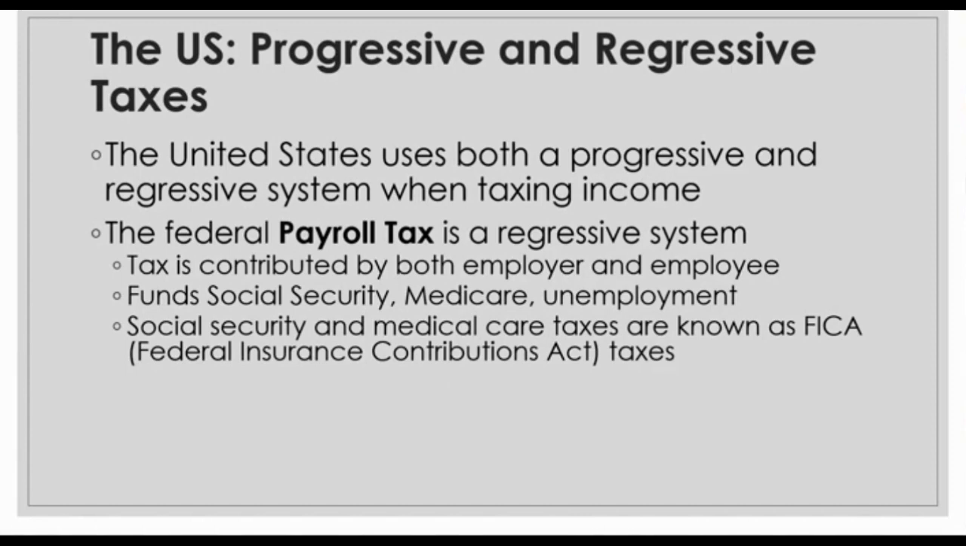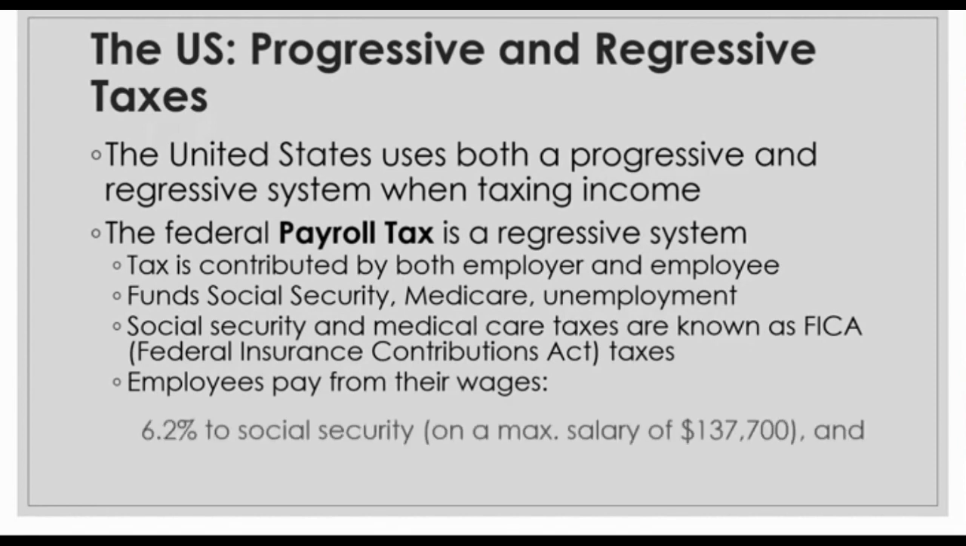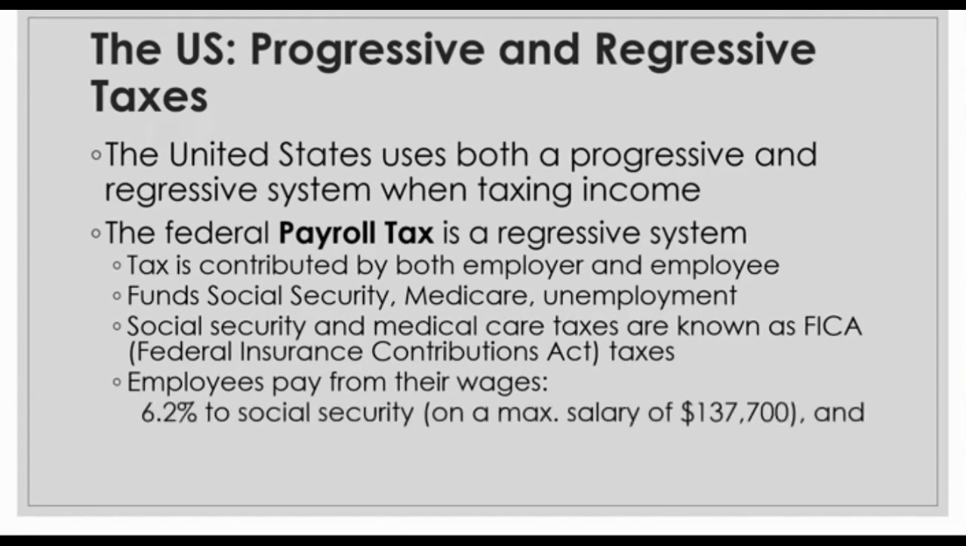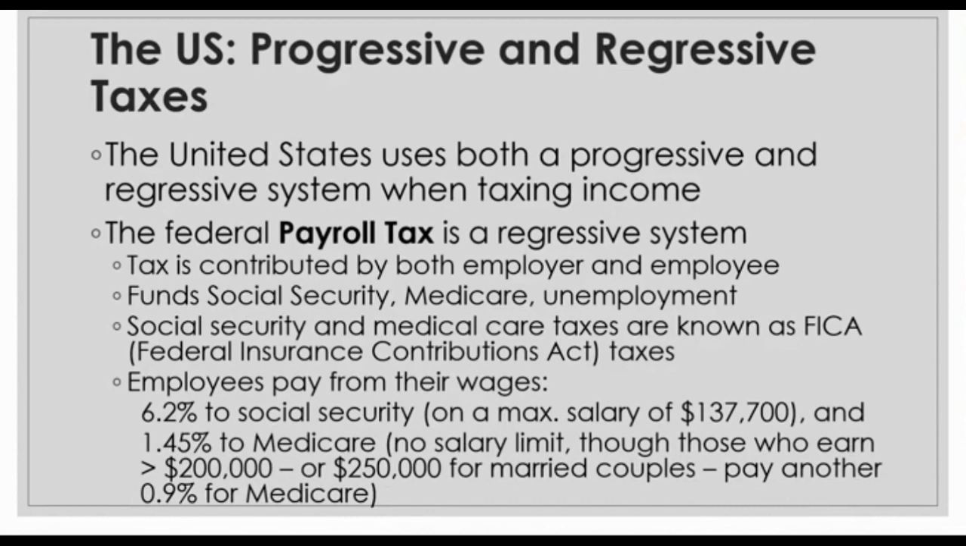The reason it's called a payroll tax is because both the employee and the employer pay into it. If you remember from last week, 6.2% comes out of your paycheck to go towards Social Security, up to a maximum salary of $137,700. Beyond that, those dollars aren't taxed for Social Security benefits. For Medicare, 1.45% goes toward covering Medicare. Medicare doesn't have a salary limit, though it jumps at $200,000, or at $250,000 if you're married and file your taxes together. Then it jumps up by another 0.9%. So it's a flat tax up to one specific point, progresses, and then is flat again.